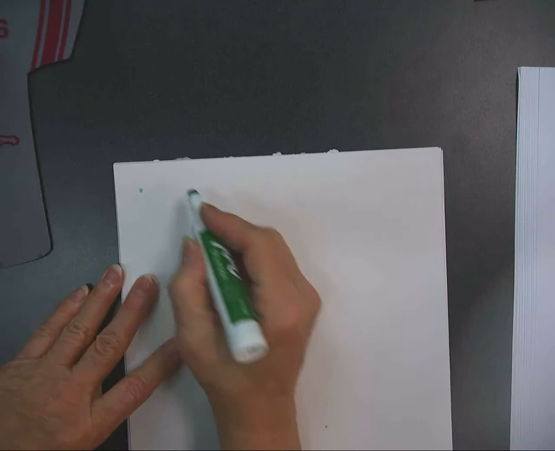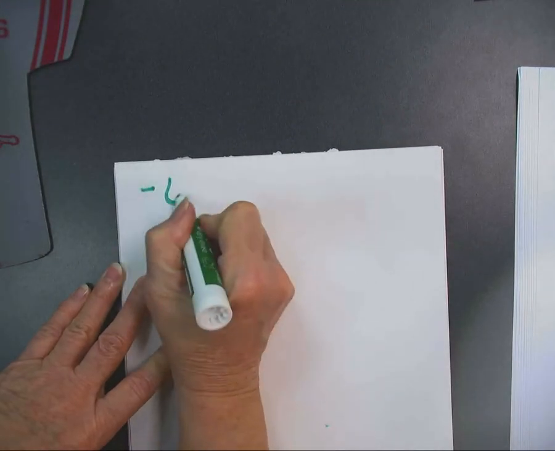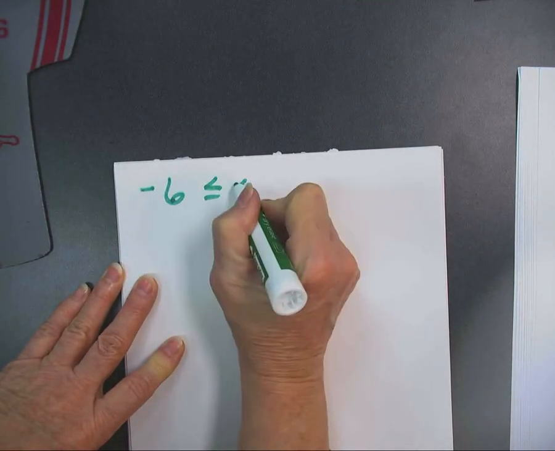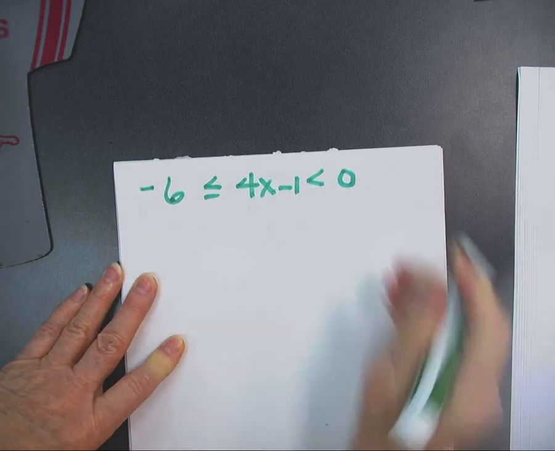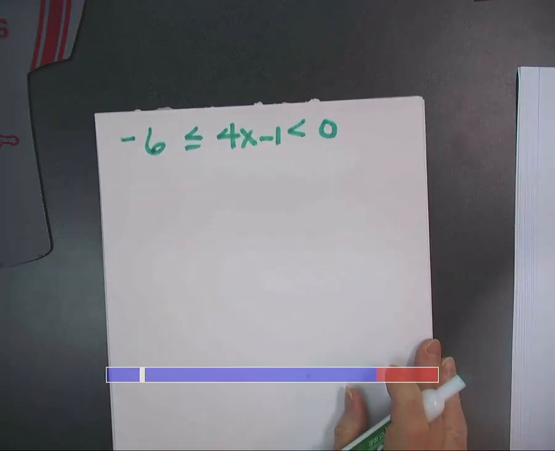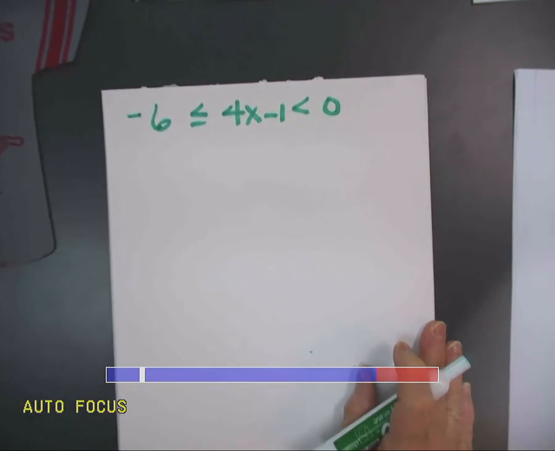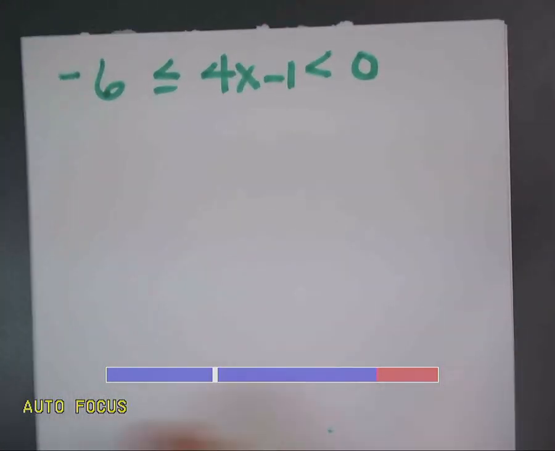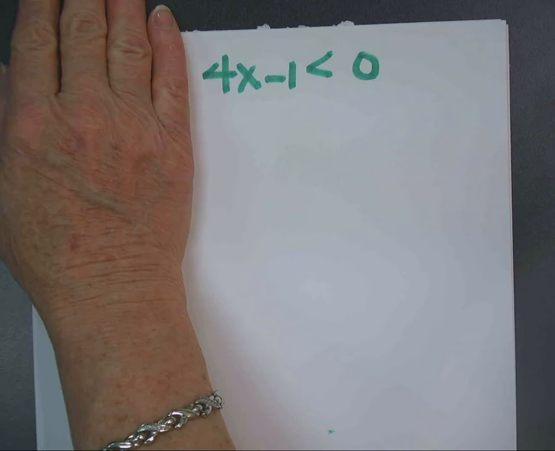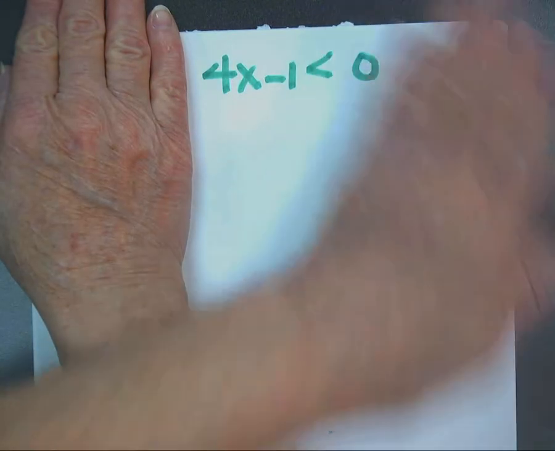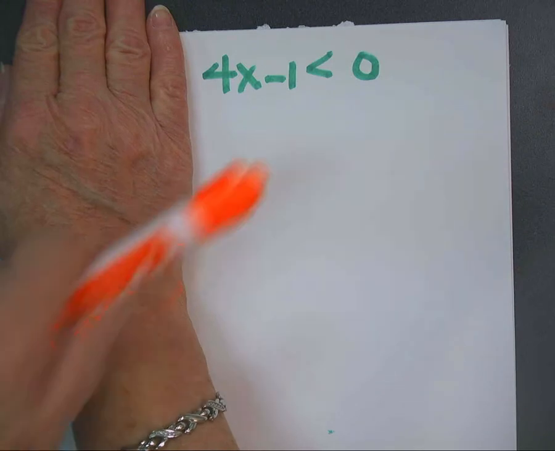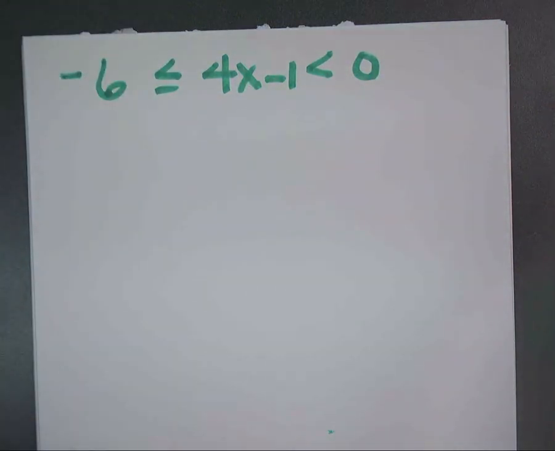Let's solve a compound inequality. Solve this. Okay, if you were going to solve that, what would you do first? You add 1. Add 1. But we're not doing it only to 2 places, we're doing it to 3.